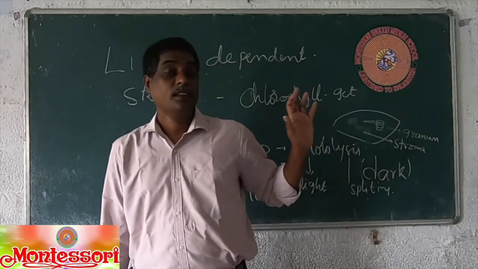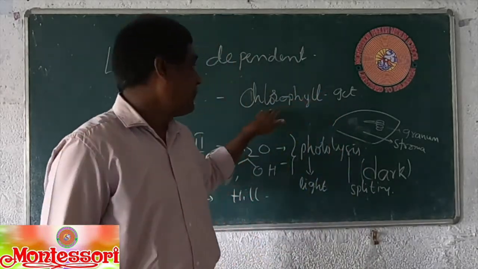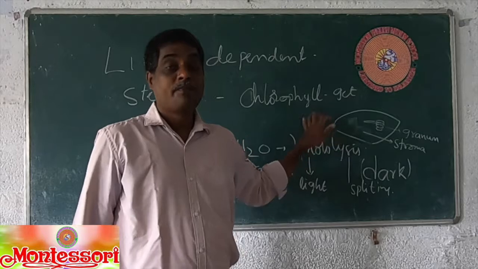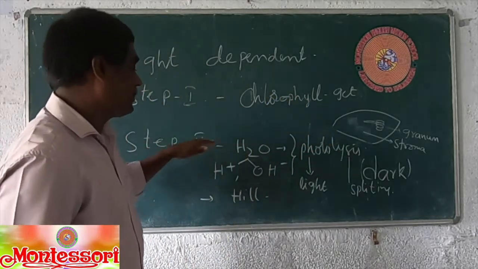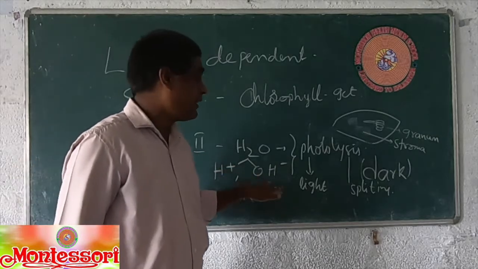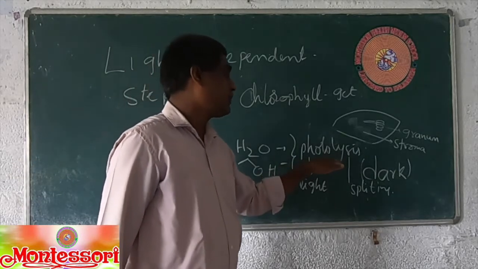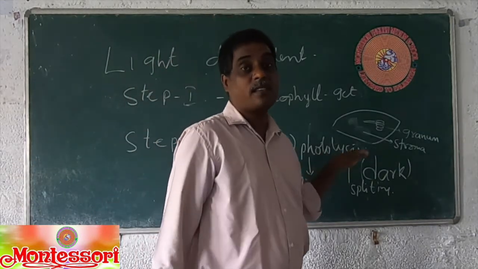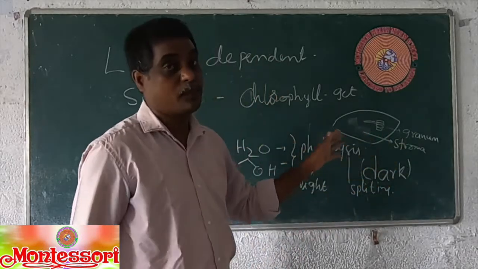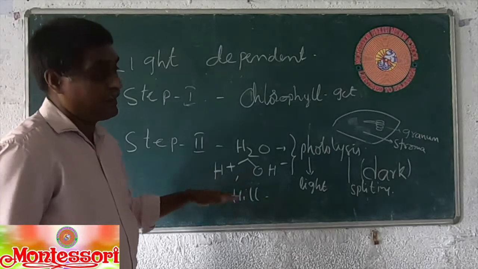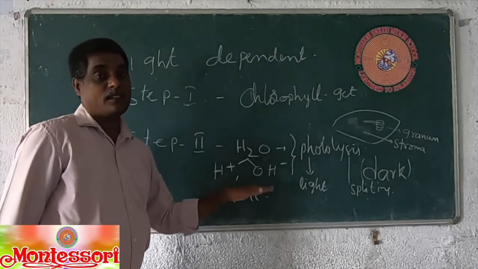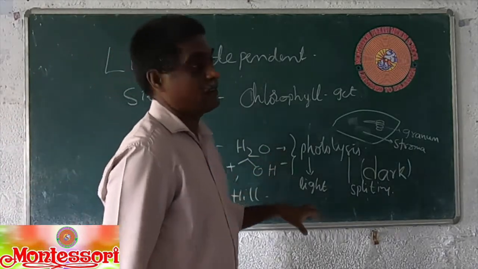So this is about step 2. In step 1, chlorophyll gets activated. In step 2, by using this energy, water molecules split into H plus and OH minus ions. This process is called photolysis, which means splitting of water molecules by using light as energy. This process was identified by Hill, that's why this reaction is called Hill's reaction.